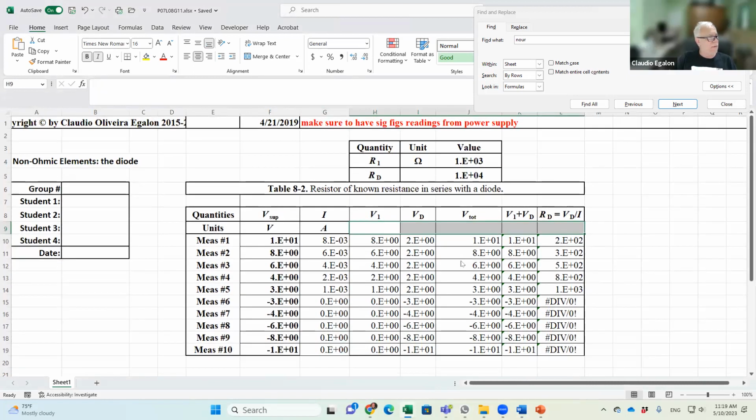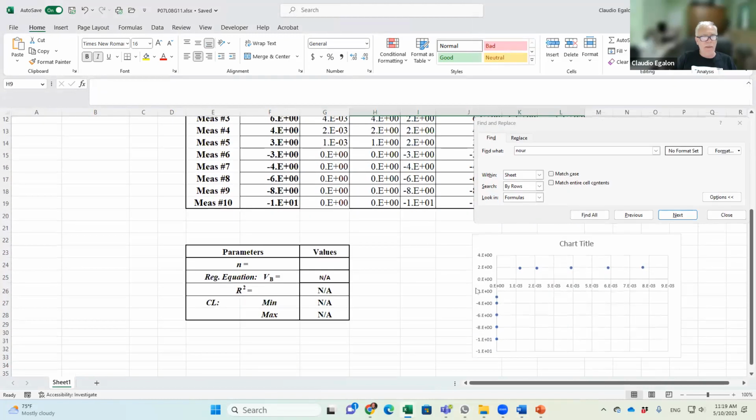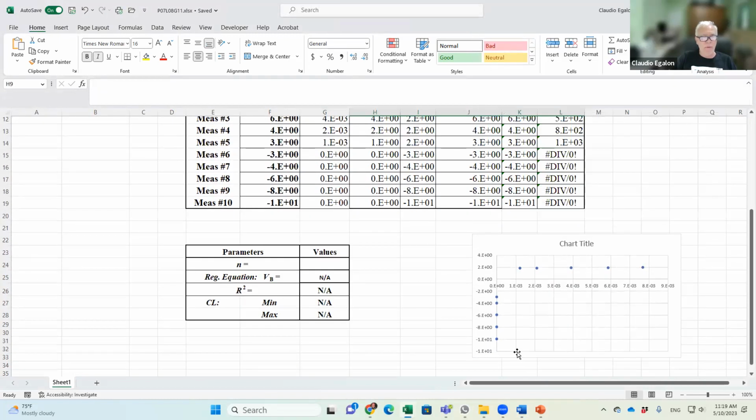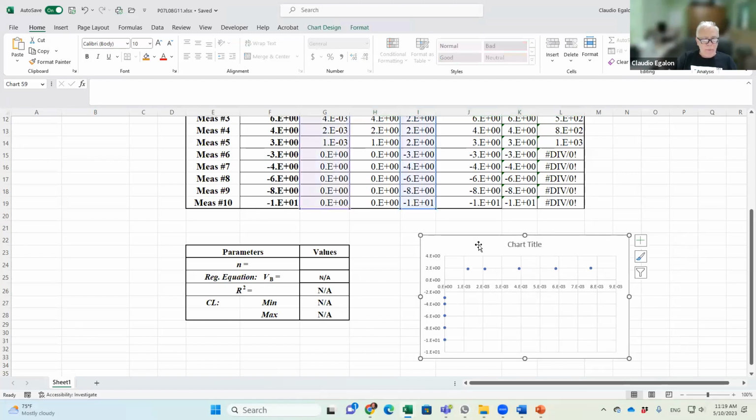This one is a simpler experiment, even though it's a different one, but it's a second example of a non-ohmic element. The diode doesn't let the current go through the circuit. Here I plot the VD, the voltage of the diode versus I, but you can do the other way too.